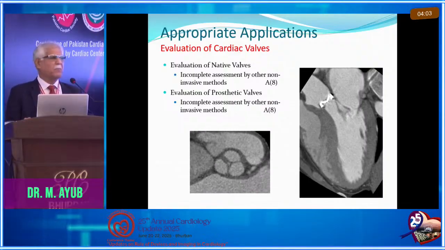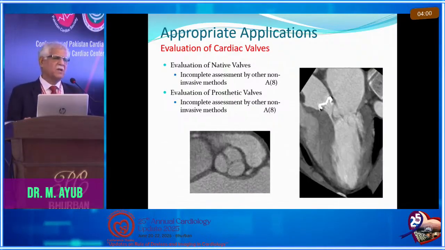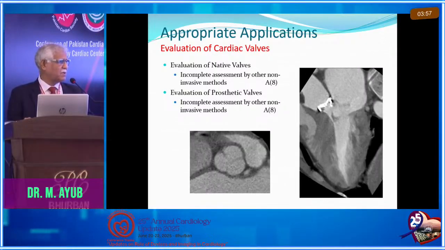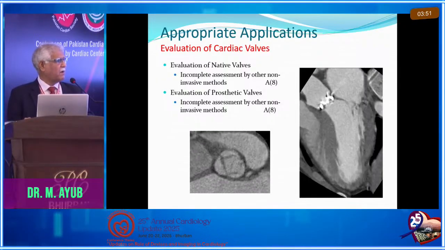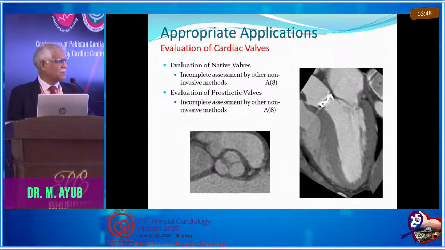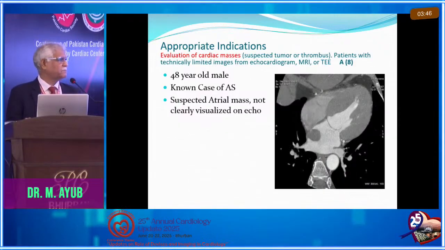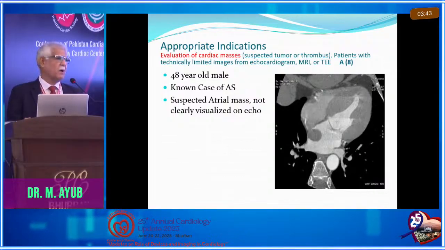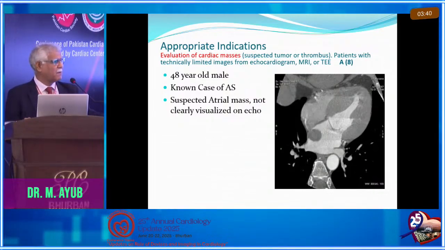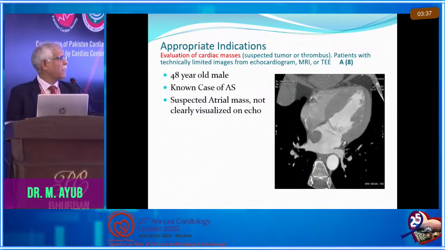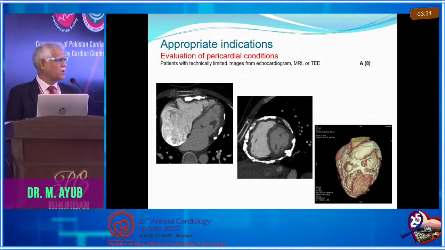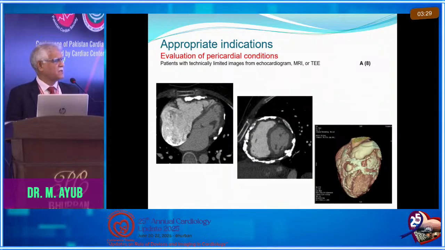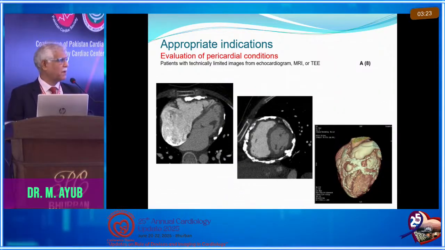This test is also appropriate in patients with valvular disease, whether it is native valves or prosthetic valves. You can study their stenosis, regurgitation, and valve area, and all the features of the valves. Then this test is also appropriate in patients with suspected cardiac masses. In patients with suspected pericardial conditions like constrictive pericarditis, you can see the rim of pericardial calcification and the other features of constrictive pericarditis.